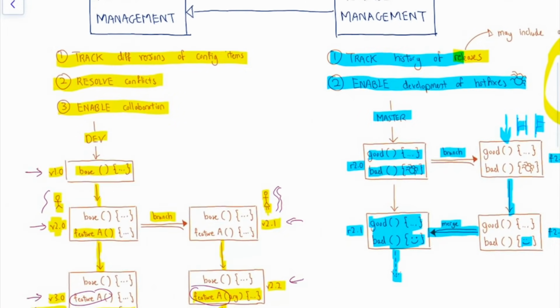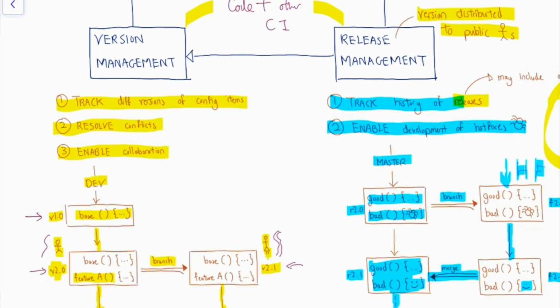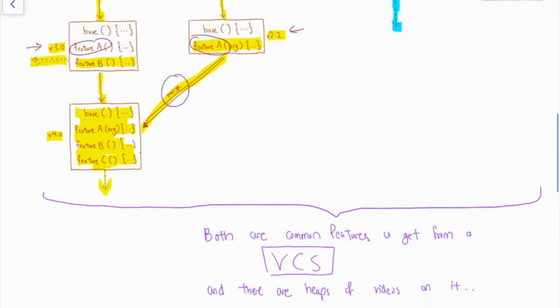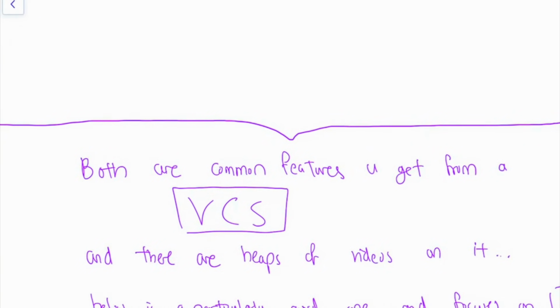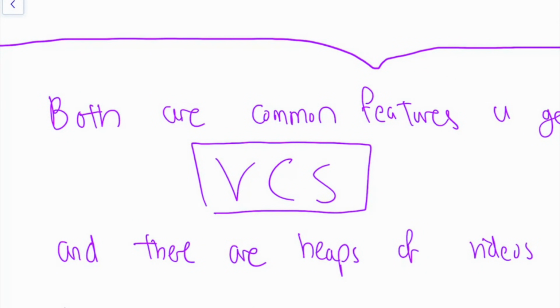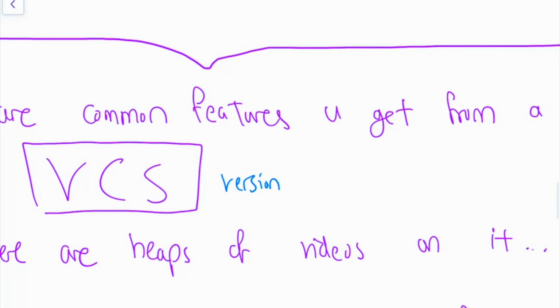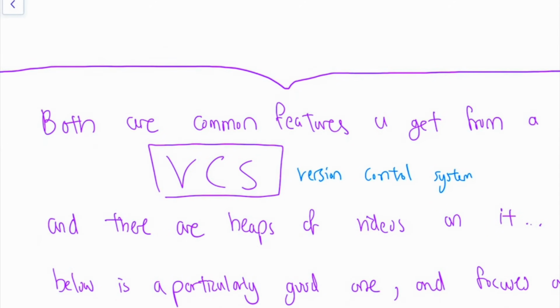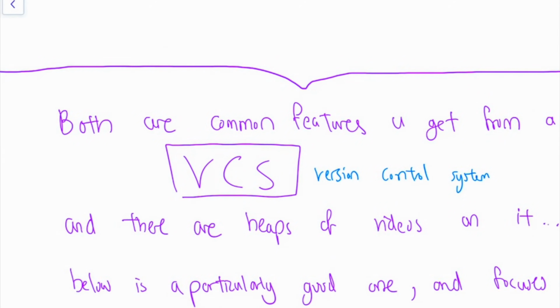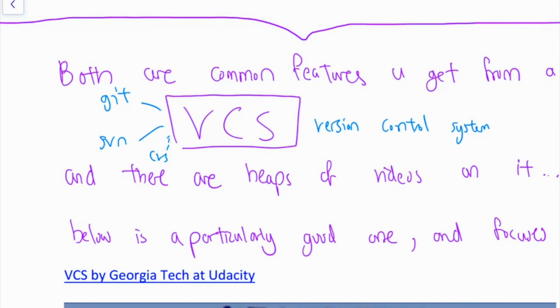As you can see, version management and release management have very similar things that need to be enforced, which is why both of these are common features that you get from what is known as a VCS, or version control system, which is the most popular way to refer to things like Git and SVN, and the old CVS, which we shouldn't be talking about anymore now.